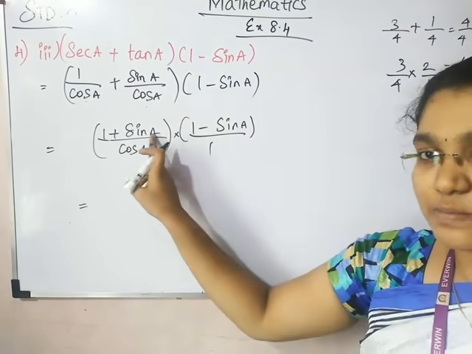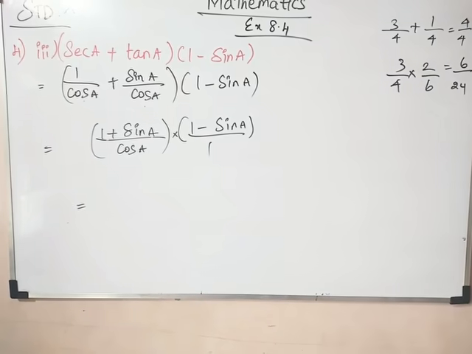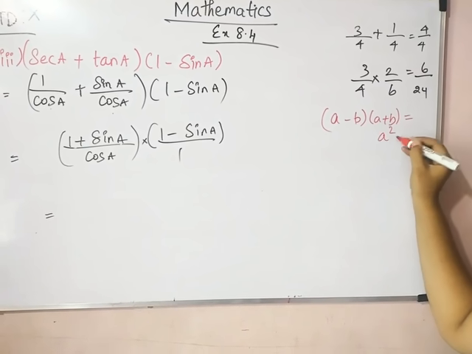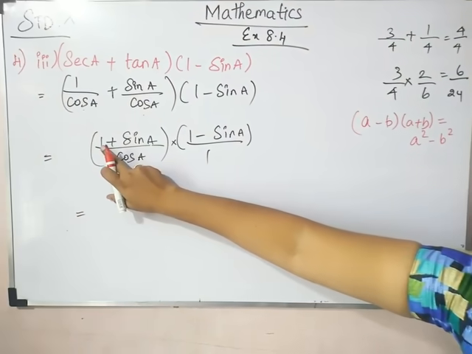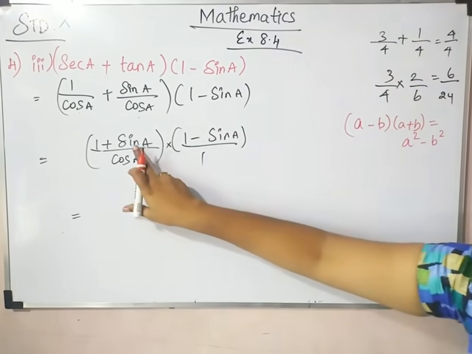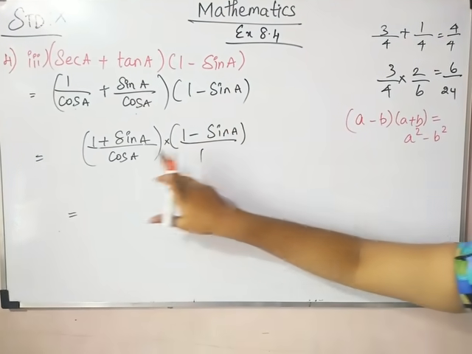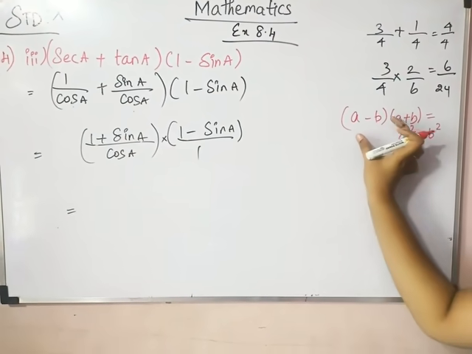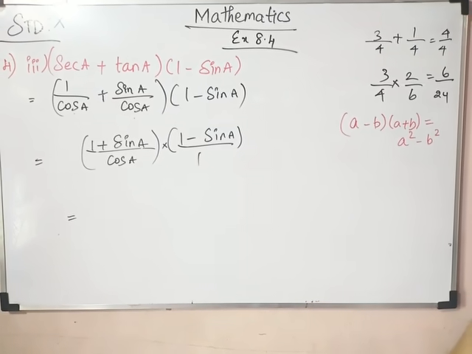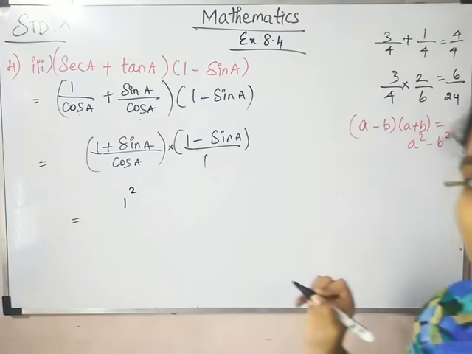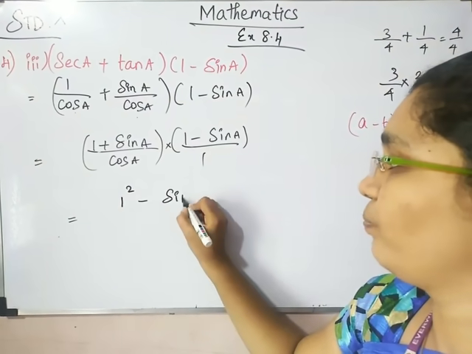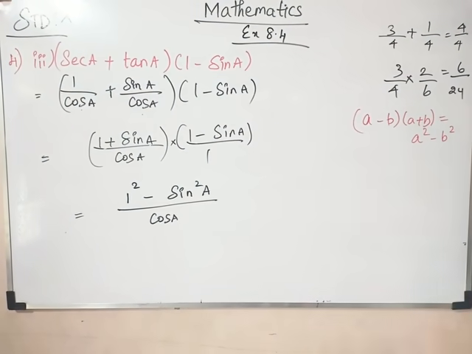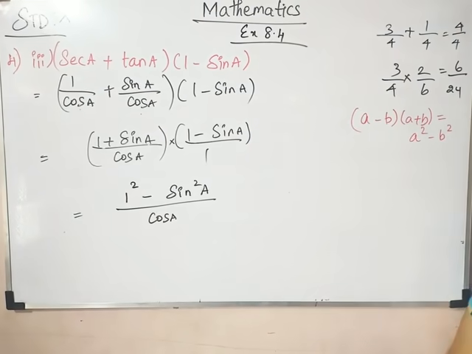Yes. A plus B, A minus B. What is the formula for A plus B, A minus B? A minus B into A plus B is equal to A square minus B square. Just you see, in place of A we have 1 in both places, and sin A, sin A, so in place of B we have sin. Only the change is the symbol. So directly we can use this algebraic identity. So now it will become A square, what is A square? 1 square minus what is the B value? Sin square A, divided by 1 into cos A, cos A. So what is the value of 1 minus sin square A?